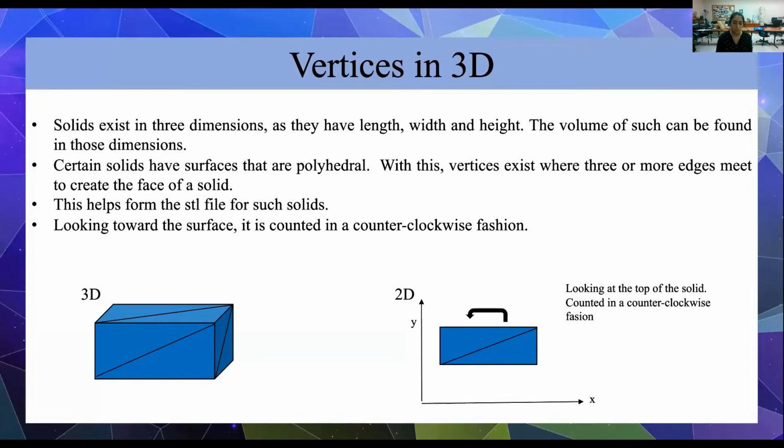So here in our example, we have a figure in 2D, which shows a rectangle. We know that you split the rectangle into 2, which represents 2 right triangles. Typically, when you look towards the surface, you want to count in a counterclockwise fashion, versus in 3D, depending on how you look towards the surface, they are also counted in a counterclockwise fashion.